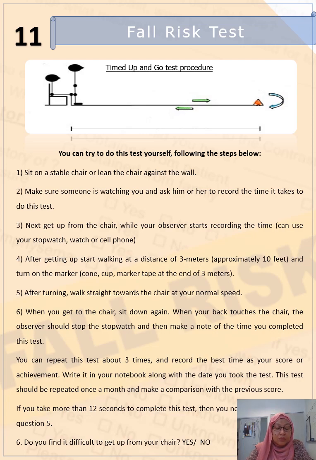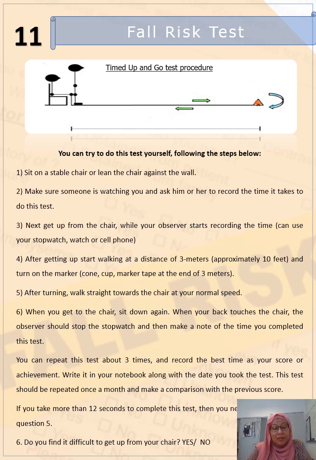All right. So you can try to do this test yourself following the steps below. Sit on a stable chair or lean the chair against the wall. For safety purposes, make sure someone is watching you and ask him or her to record the time it takes for you to complete the test. Next, get up from the chair while your observer starts recording the time. You can use a stopwatch, a watch on the wall or a cell phone watch.